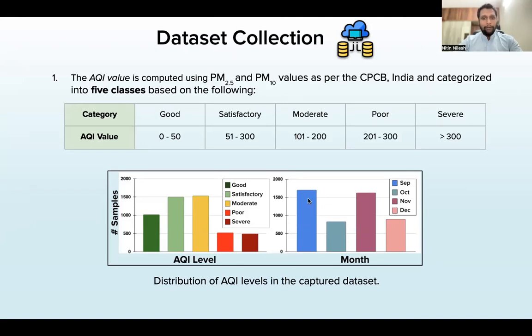And this graph shows for which month we got how many samples. So September, we got around 1,600 images, 1,600 samples, you can say. In October, we had around 700. And again in November, we got around 1,500 to 1,600. And then in December, we had around 800 images. So in total 5,000 images. Okay. So the dataset collection part is done.